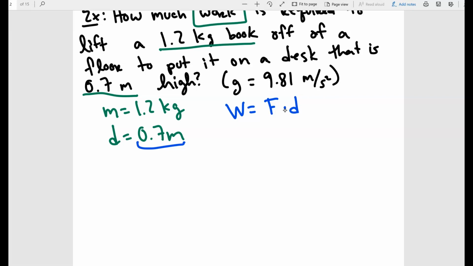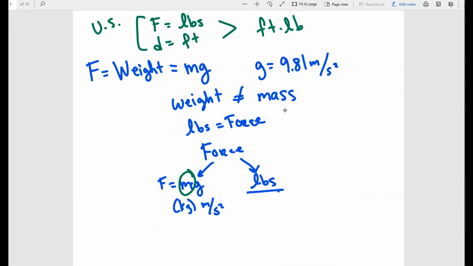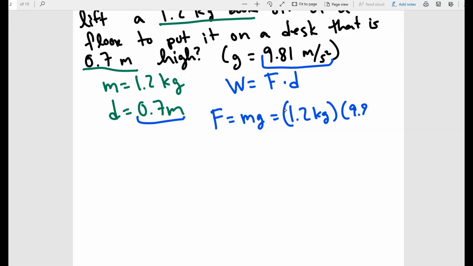This is our mass. So how do we relate mass with force? Well, we know that the force, or the weight of this particular object, is going to be the mass times the gravitational acceleration. So let's first find force. Force is going to be equal to m times g. M in this case is equal to 1.2 kilograms. G in this case is equal to the gravitational acceleration, 9.81 meters per second squared. When I multiply this out, I'm going to get 11.772. And because it's a kilogram times meters per second squared, that's equal to a Newton.